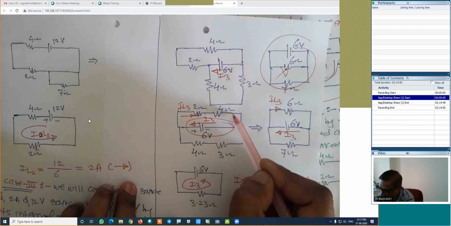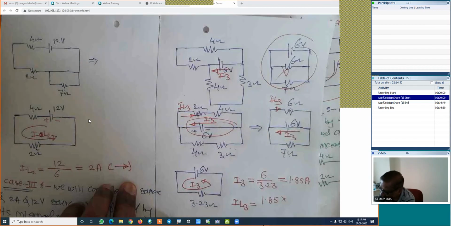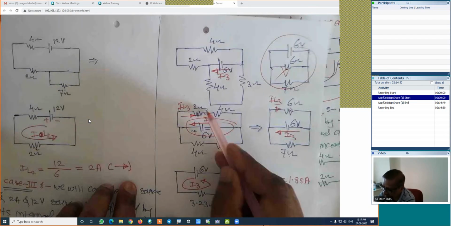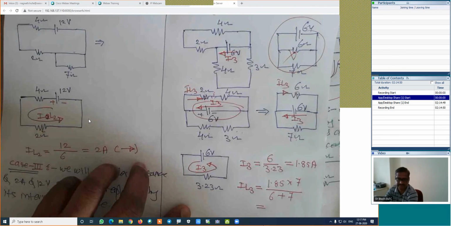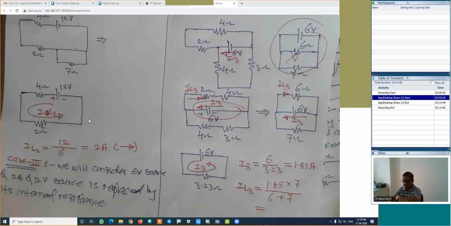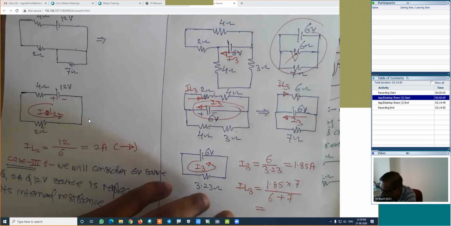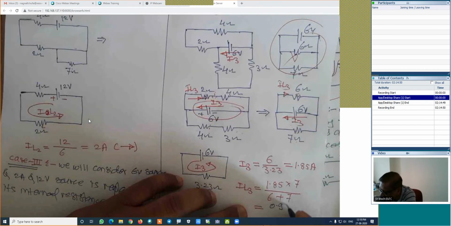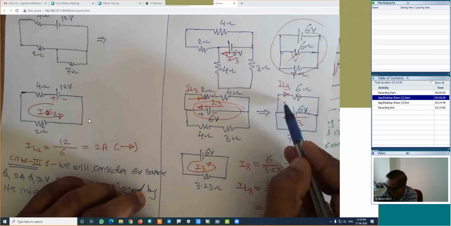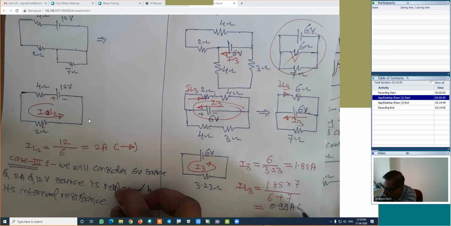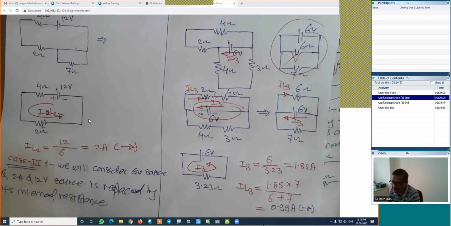This will be the opposite branch. इस ब्रांच का रेजिस्टेंस कितना है? 7 into 7 divided by रेजिस्टेंस ऑफ बोथ ब्रांचेस. इस ब्रांच का रेजिस्टेंस है 6, इस ब्रांच का रेजिस्टेंस है 7. That is 6 plus 7, and find out its current, which is IL3. 0.99. Yes? This is 0.99 amperes is the IL3. How is the direction of IL3? Look at. It is towards right.